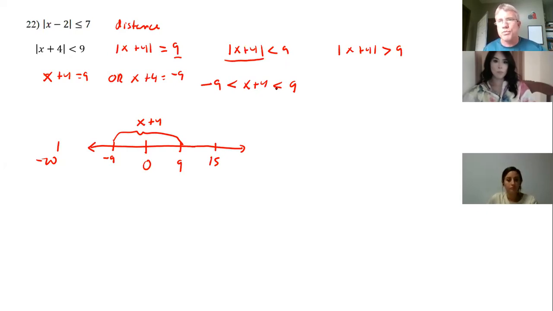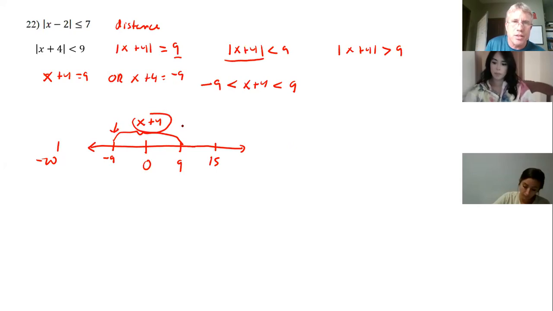And the moment I put x plus 4 between those two bounding numbers, what do I have? I have a 3-part inequality. And I can only make the 3-part inequality because this thing here has to be between the two numbers. Otherwise, it's further than 9 from 0. Does that make sense? So once you set up the 3-part inequality by recognizing that the thing inside of here has to be between negative 9 and 9 to be fewer than 9 units from 0, it's just a matter of solving it.